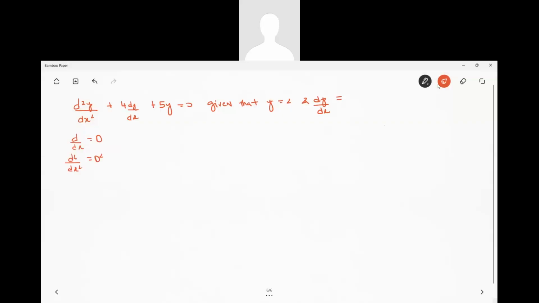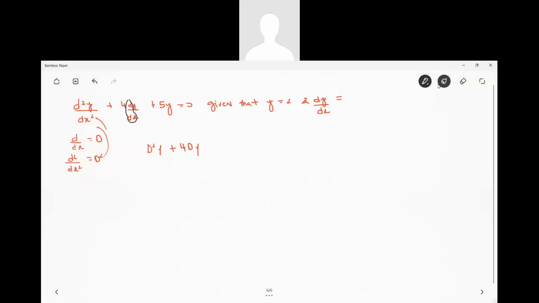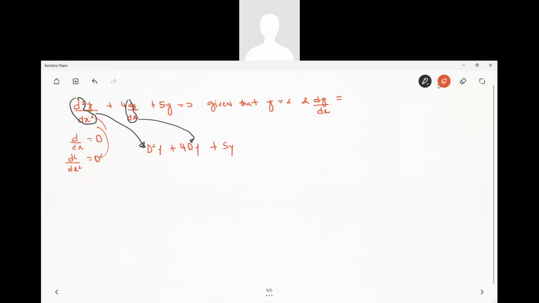So here you substitute. This would be equal to D square y, and this would be equal to 4 dy. This term d by dx is nothing but D, and this term d square by dx square is nothing but D square. Then you put this value, this is 5y equal to 0. So you take y out: D square plus 4D plus 5, y equals 0, correct?